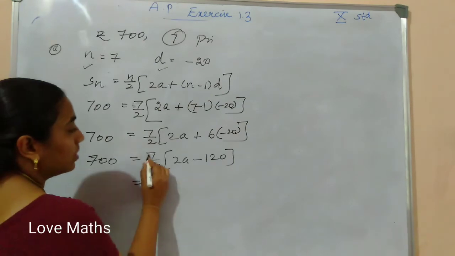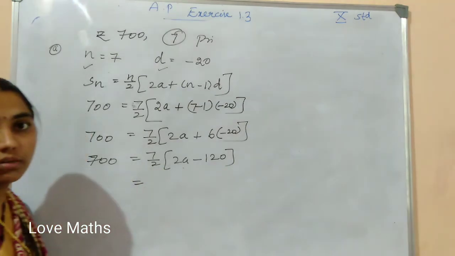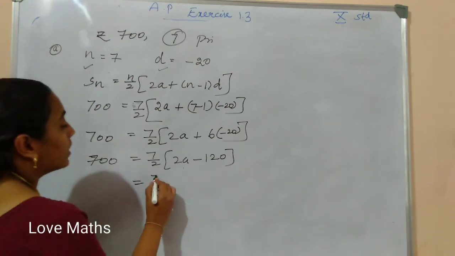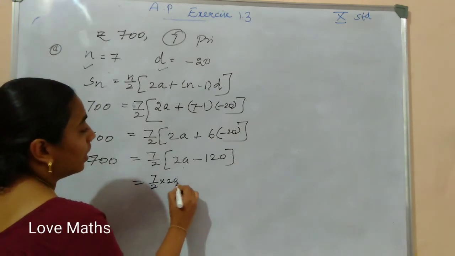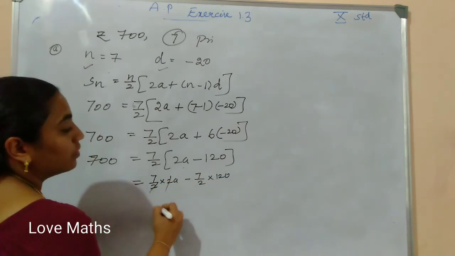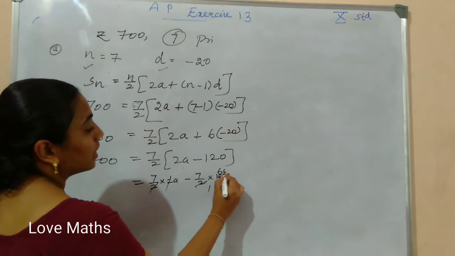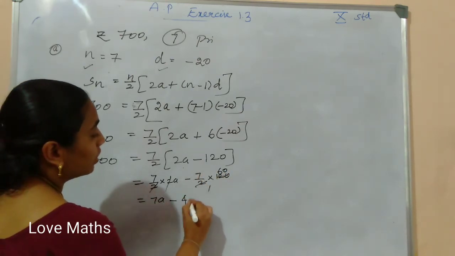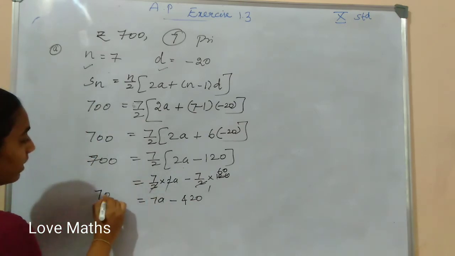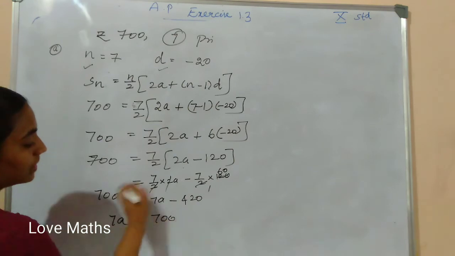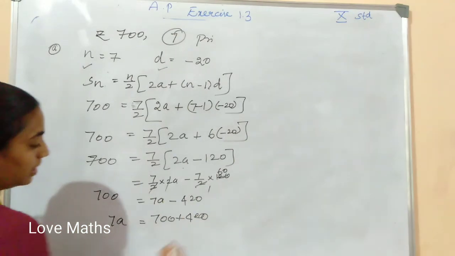Now this 7 by 2 is common for both the terms. So 7 by 2 into 2a minus 7 by 2 into 120. This 2 and 2 cancel. 1 2 is 6. Now 7a minus 7 6s are 42. This is the 700. So we keep a only, which means 700, minus comes to this side as plus 420.